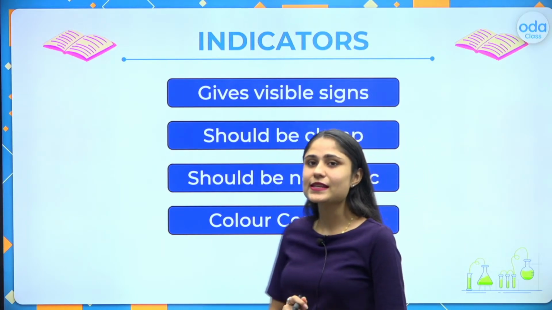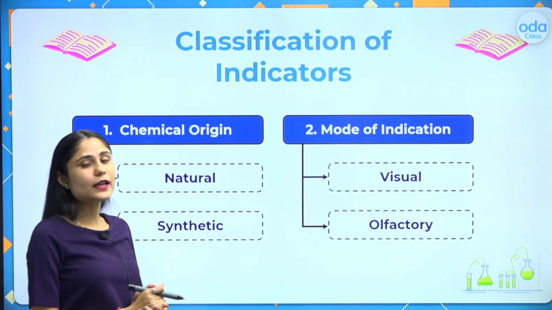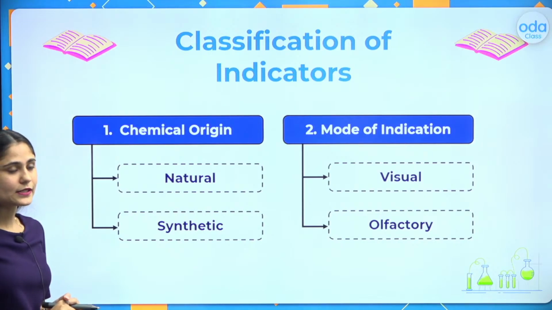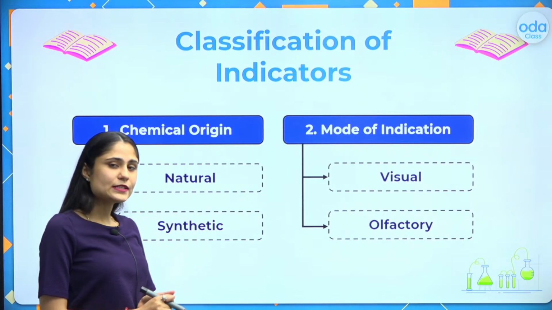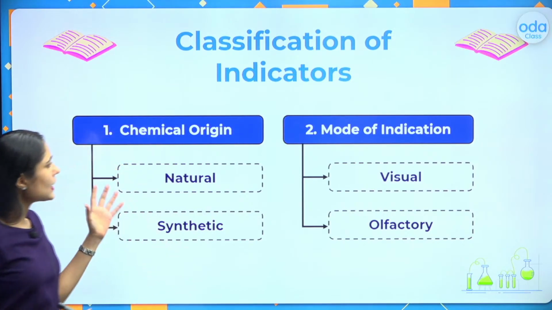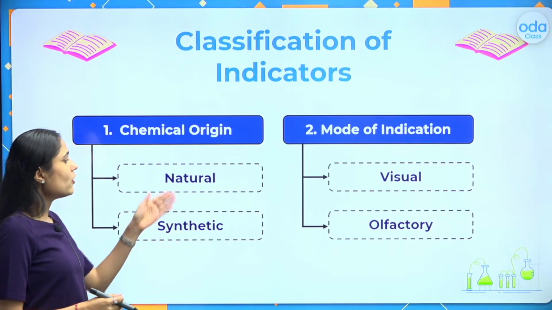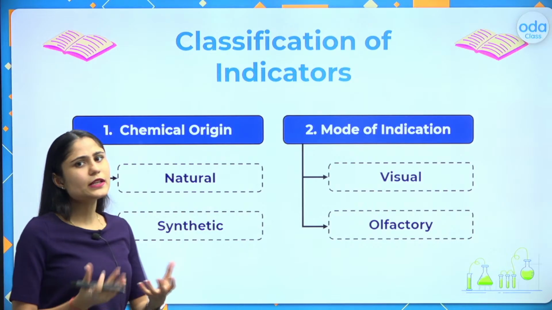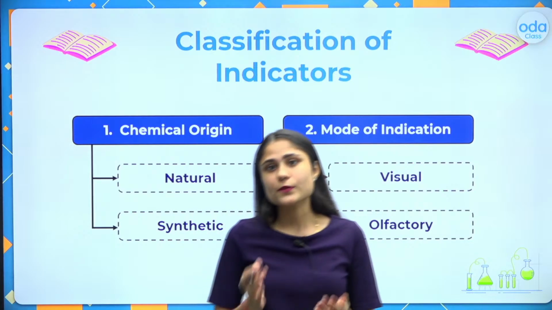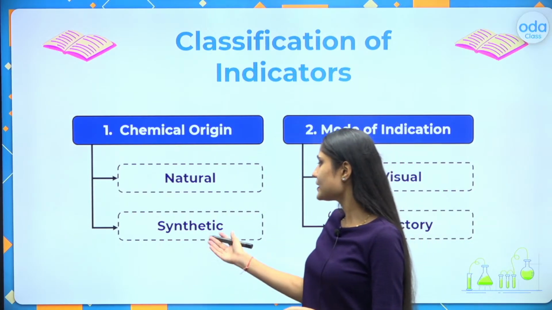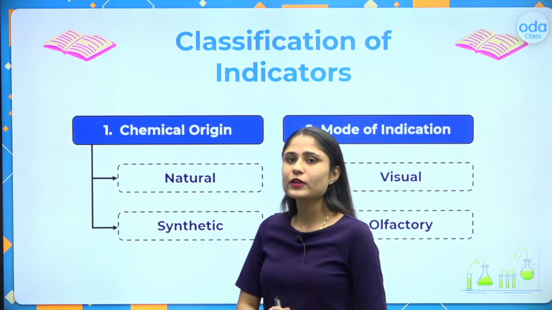Now my dear students, let us move further, and dear champions, we will now be classifying the different types of indicators. On the basis of origin and on the basis of mode of identification, we can classify the indicators. The indicators can either be of natural origin, naturally available, surrounding us, so we can obtain them from nature. And they can also be synthetically prepared by humans in a chemical laboratory.